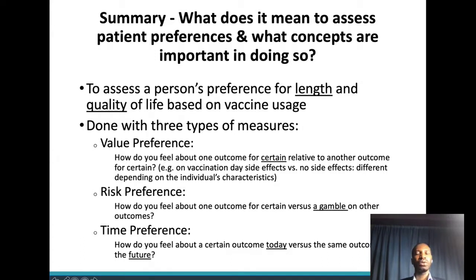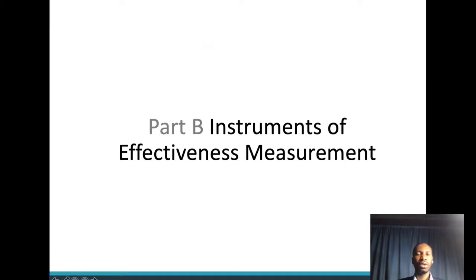We also use the measure of risk preference, meaning that how do people feel about one outcome for certain versus a gamble on another outcome. And then there's the notion of time preference, the measure of time preference that is going to be incorporated. How do people feel about a certain outcome today versus the same outcome in the future? So these are typically captured through instruments, and we call them instruments of effectiveness measurement.